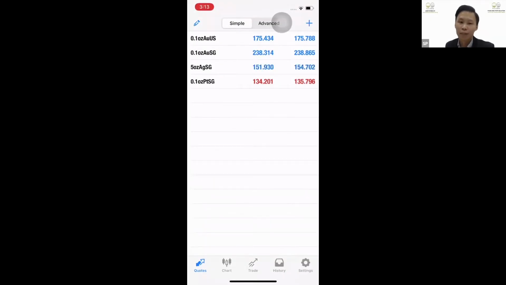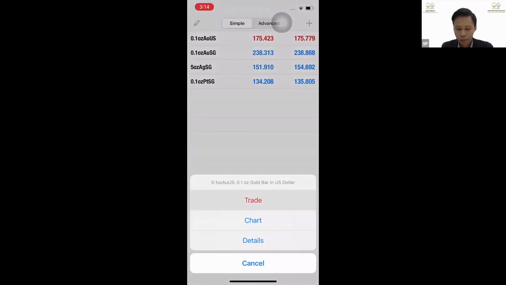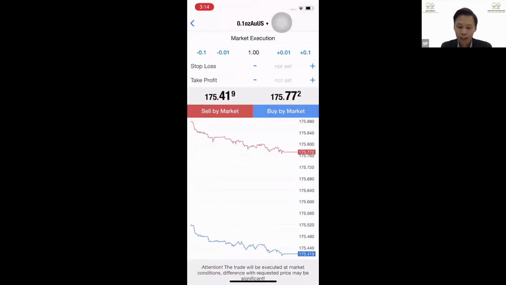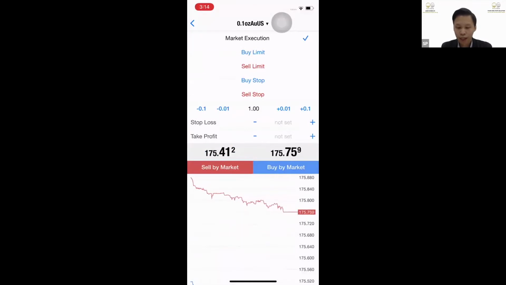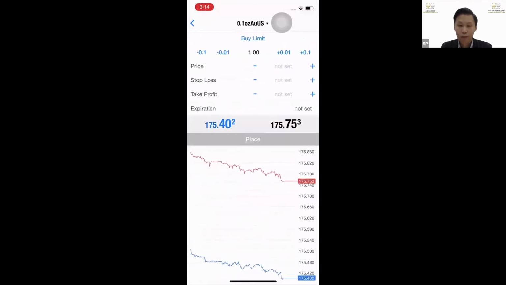How to do a buy limit. So again, we're going to use 0.1 ounce AUUS. Same thing, we press on trade. At the market execution part, we click on that, a drop down will come down. You select buy limit. Buy limit is when you want to buy at a price that's lower than current pricing.